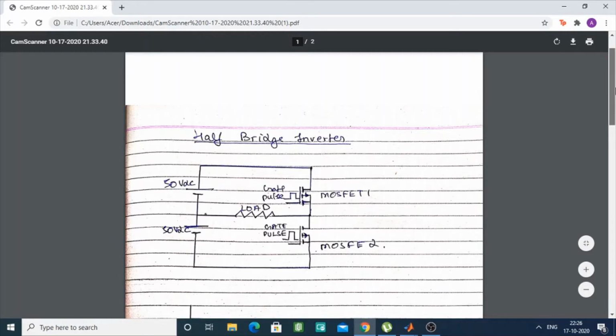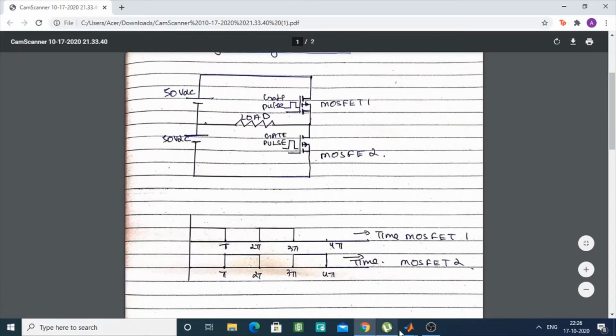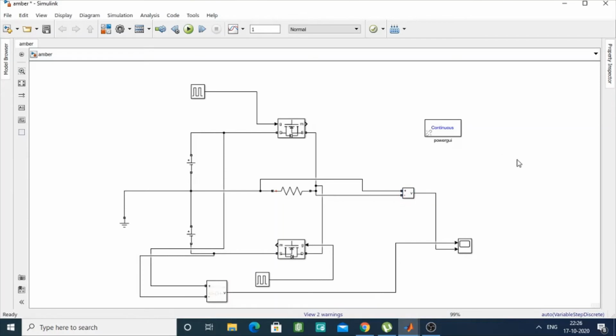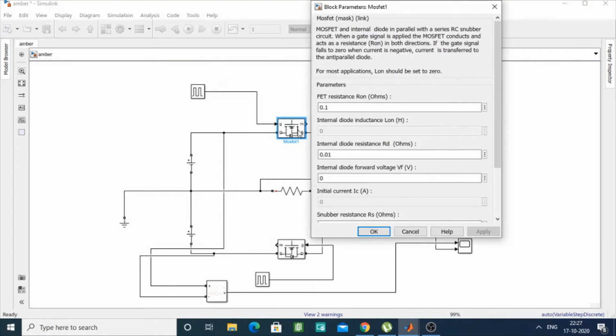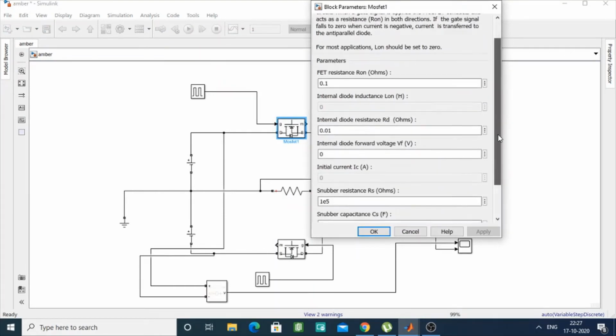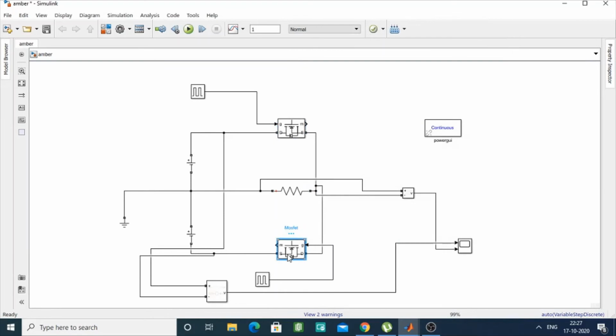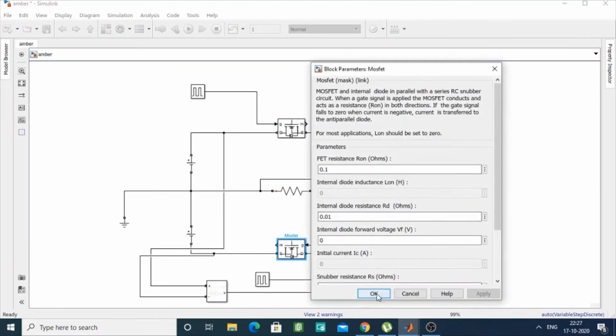Now let's come to the simulation part and see the circuit of the same. As you can see in front of yourselves, this is the circuit of a single phase half bridge inverter that I have constructed on Simulink. You can see that we have used two MOSFETs over here. Here we have taken the internal diode resistance as 0.01 ohms, internal diode voltage as 0 volts, etcetera. Similar specifications on this one.